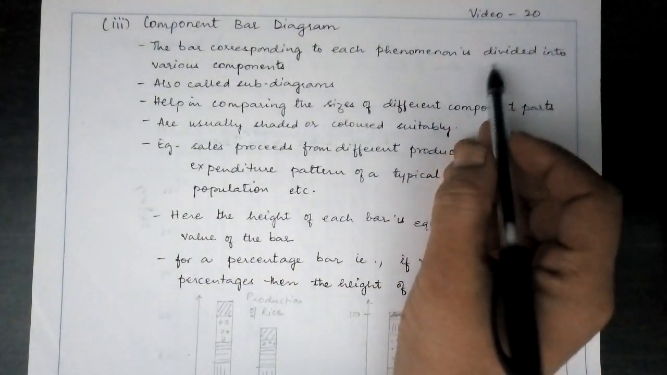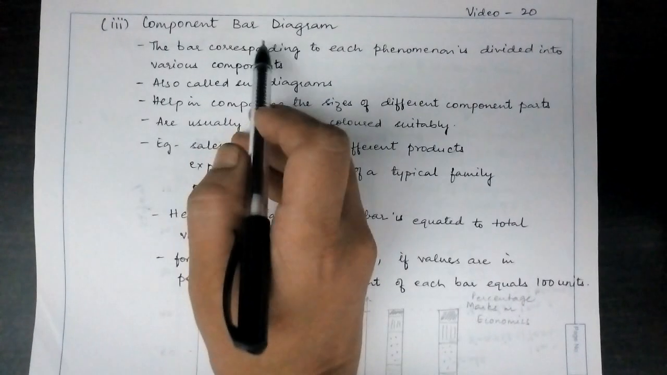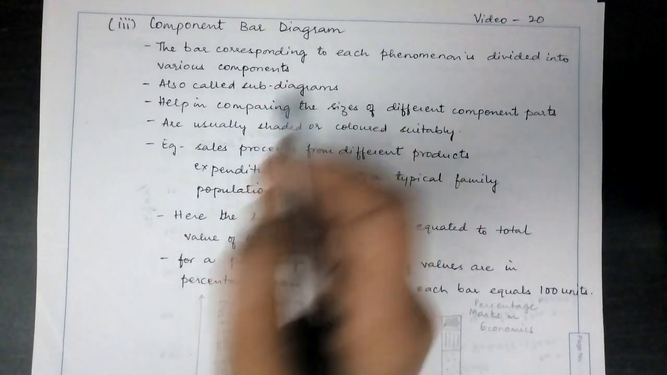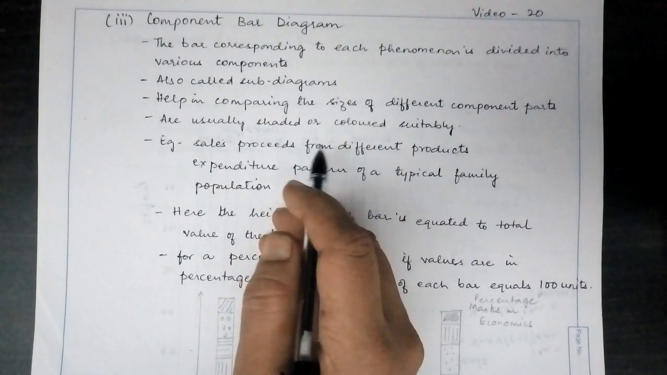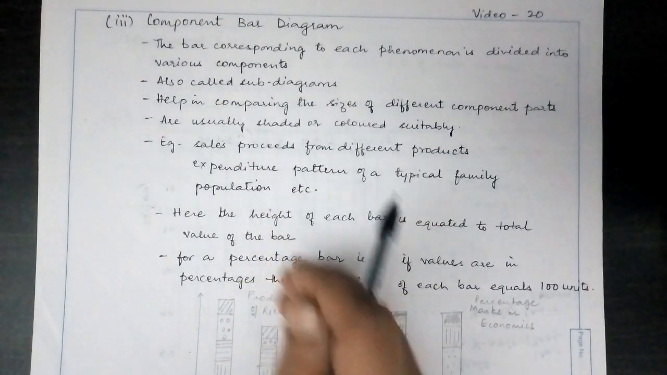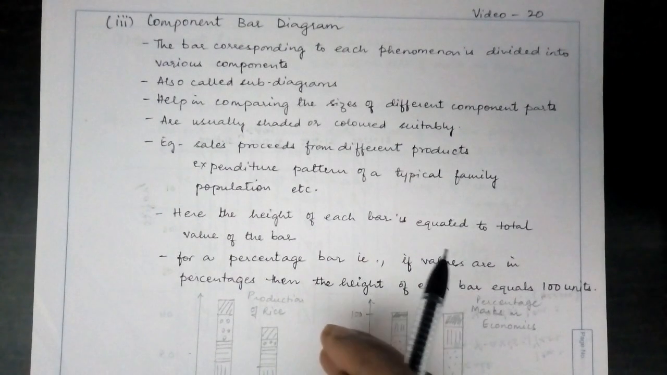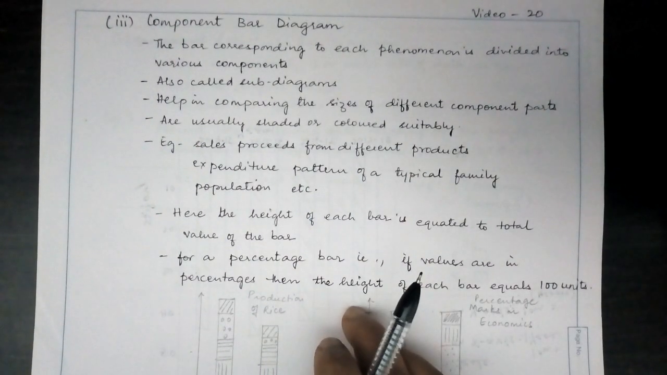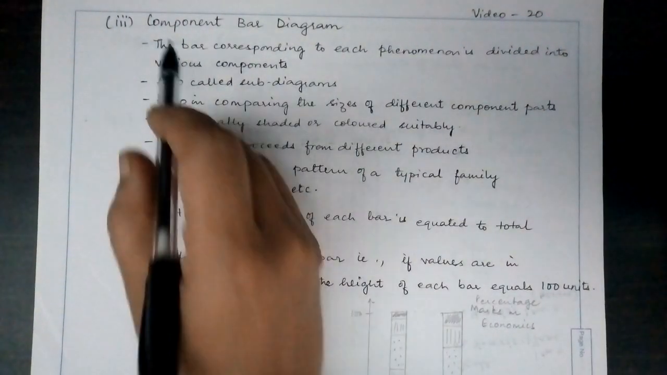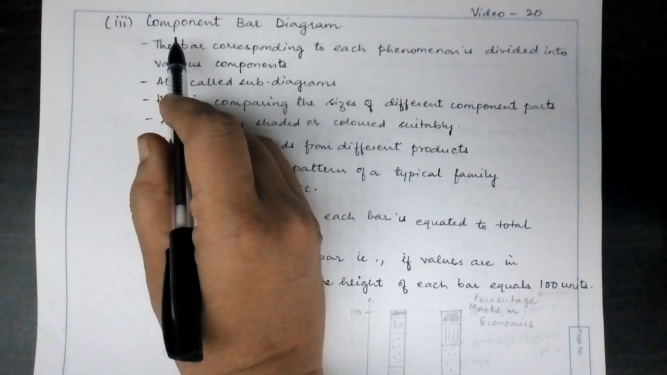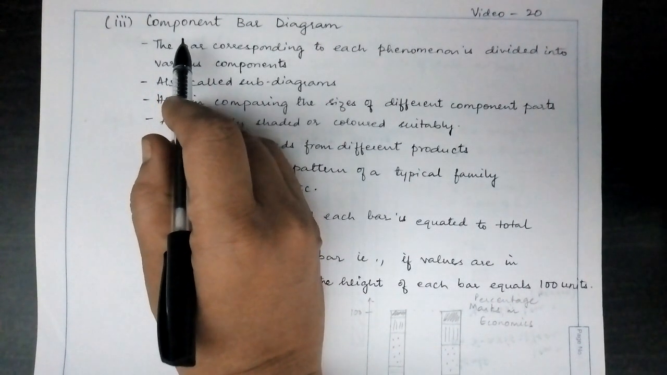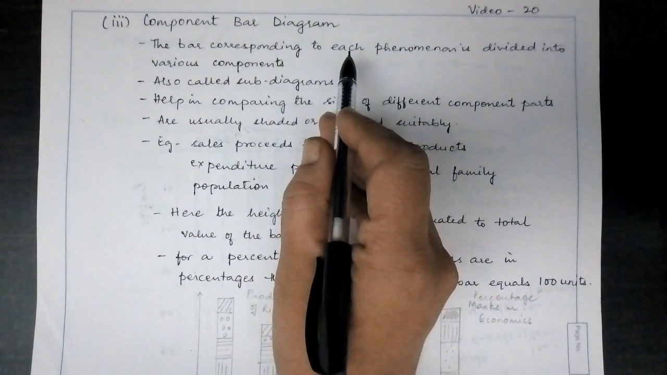In our video number 20, we are going to discuss the component bar diagram. In our previous video, we learned the first two methods of diagrammatic presentation, that was simple bar diagram and the multiple bar diagram. Now we will learn the third type of the diagram called the component bar diagram.